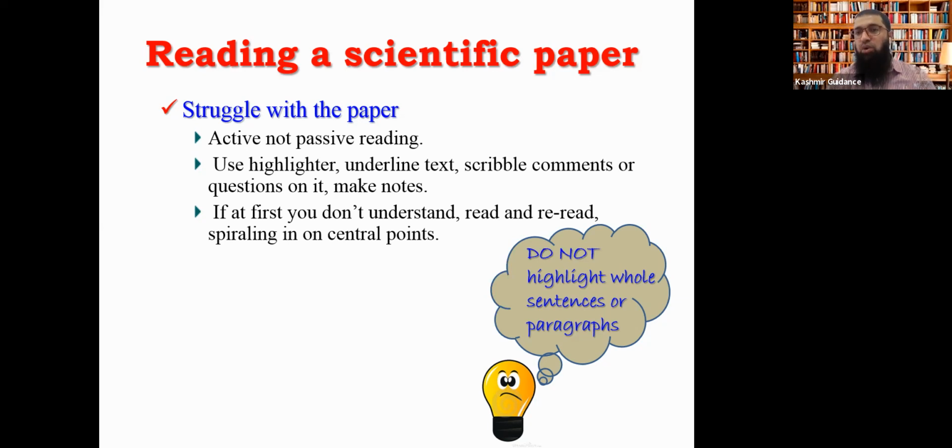Do not highlight the whole sentence or paragraph. If you highlight the whole sentence, then there is no need to use the highlighter. Highlighting and underlining should be only for those points which you find very important or very difficult, so that you can discuss these papers with your groups as well as with your seniors.